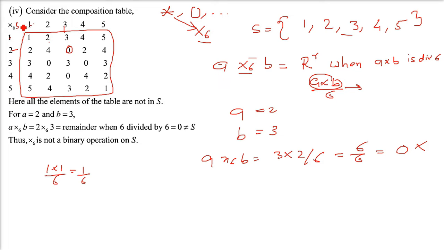It is so easy: S as 1, 2, 3, 4, 5 is written on the row and the column, and we can easily correspond to A into B divided by 6, and we see that there are certain outliers. What are the outliers? 0, 0, 0, 0. This 0 does not belong to this set. So when you have an operation and the value coming out of the operation does not belong to that set, we can easily say that this is not a binary operation on this particular set S. So x6 is not a binary operation on set S.